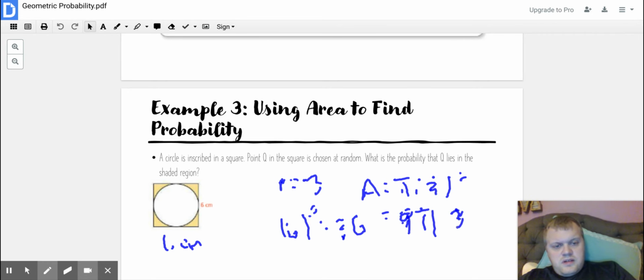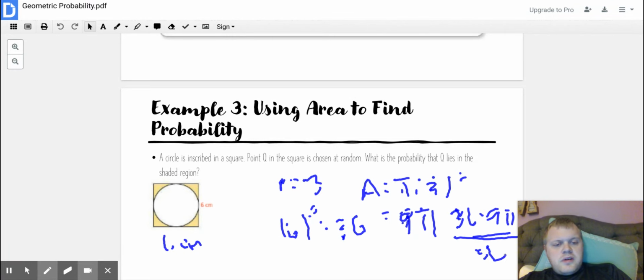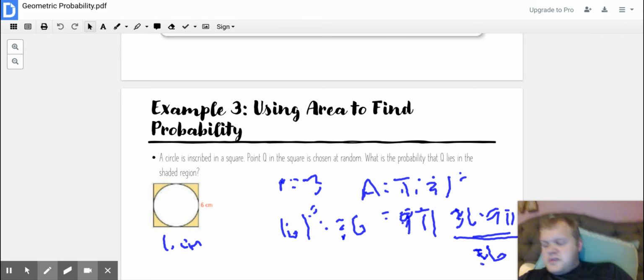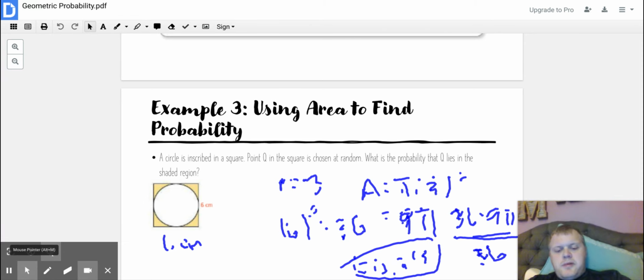36 minus 9 pi. Again, that will give us the parts of the square that is not involved with the circle, over the whole entire part there, which is the square, which is going to be over 36. So again, you just type that into your calculator, 36 minus 9 pi, all divided by 36. And it should come out to be a close number here, right around 0.215. Okay.